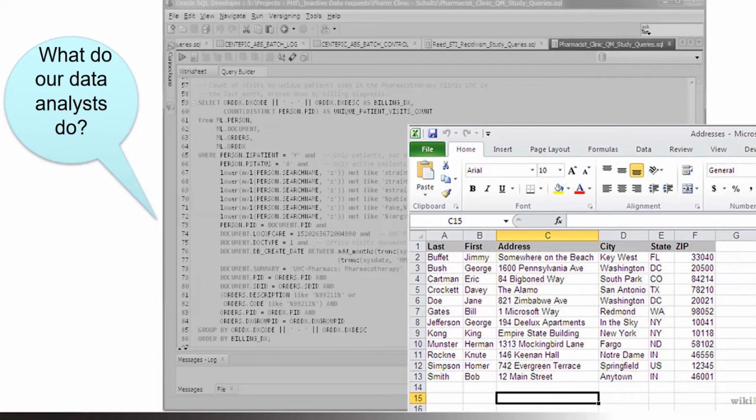Now I also need to mention that we typically don't like to use Excel as a research function.